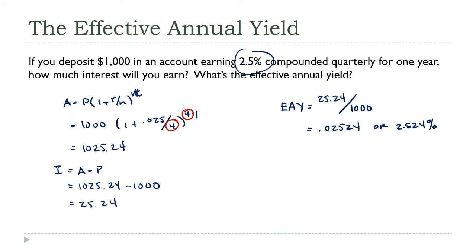As a general rule, investment companies are generally going to advertise this effective annual yield or annual percentage yield, where lenders, on the other hand, are usually going to be advertising the APR, or annual percentage rate.